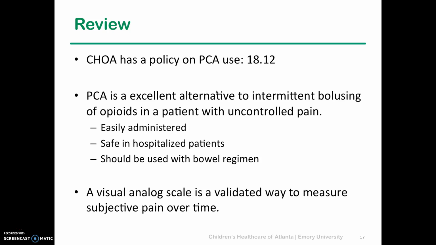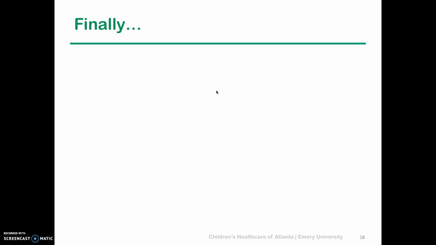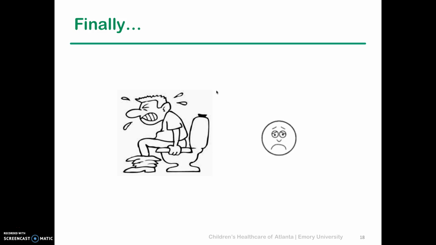Remember, PCA is an excellent alternative to intermittent bolusing of opioids in a patient with uncontrolled pain. It can be easily administered, and it's safe in hospitalized patients who are awake and alert and able to push a button. And remember, you should always use a bowel regimen in a patient scheduled on opioids. And finally, a visual analog scale is a validated way to measure subjective pain over time. So remember, in your patients that are on scheduled opioids for chronic or acute pain management, to prevent constipation, you want to use a bowel regimen to ensure that you turn that frown upside down.